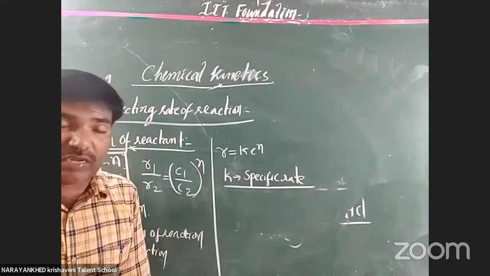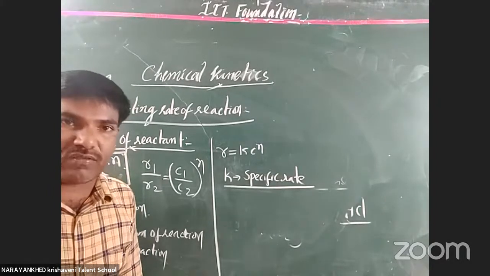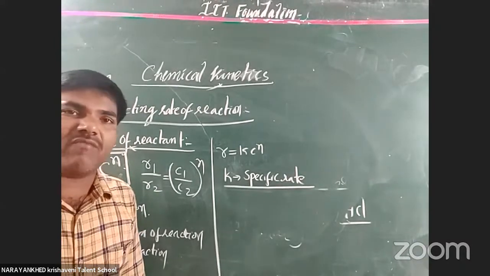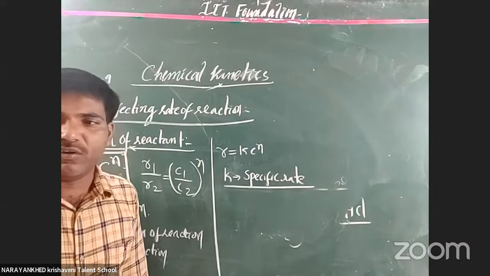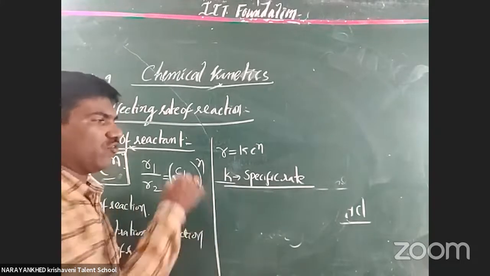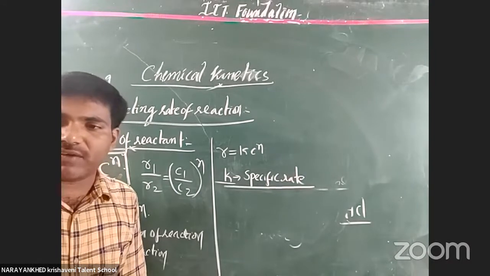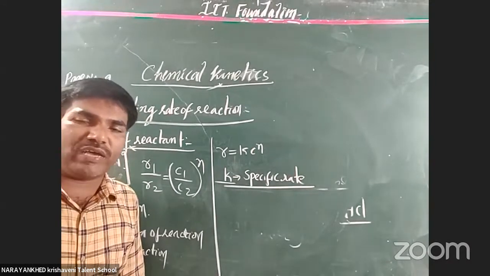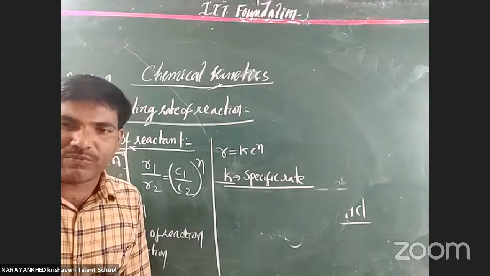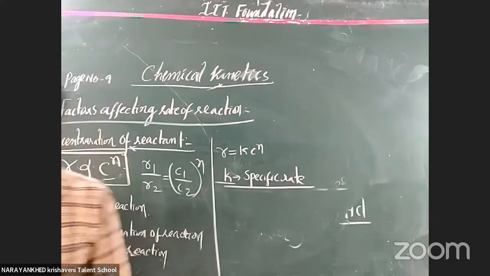When we take 1 gram of a substance, and it produces 1 gram of product, what is the velocity of the reaction? Clear or not? What is the fastness of the reaction? That is called the specific rate. It means for 1 second, how many grams of reactants are converted into how many grams of products? That is called the specific rate.